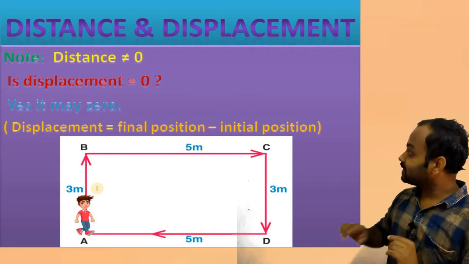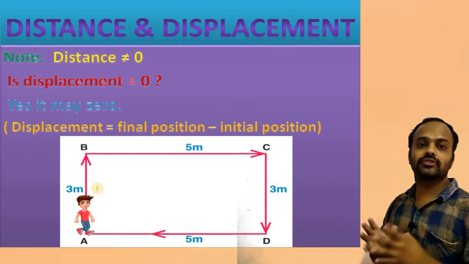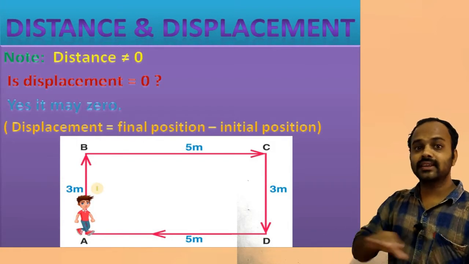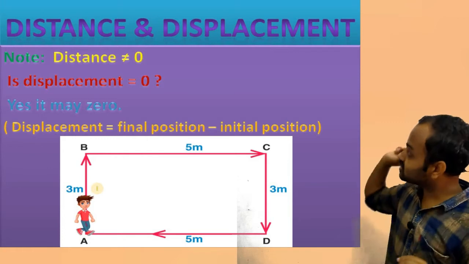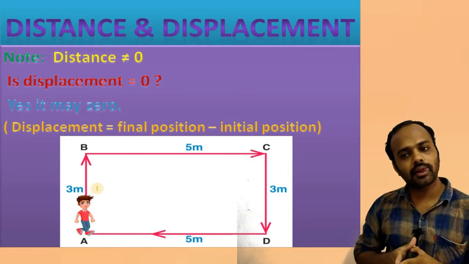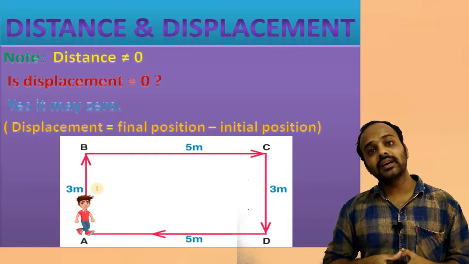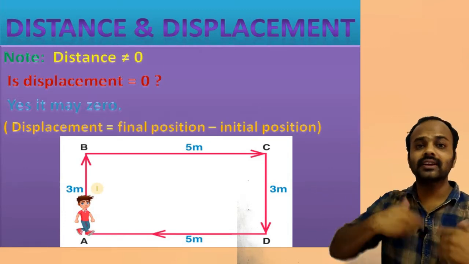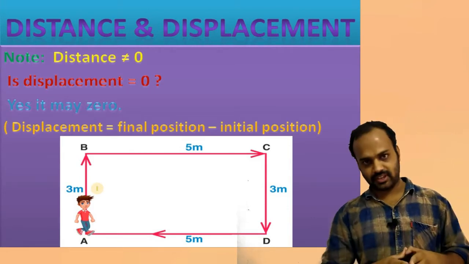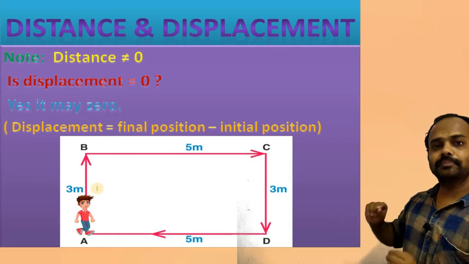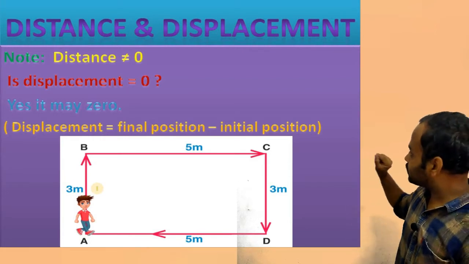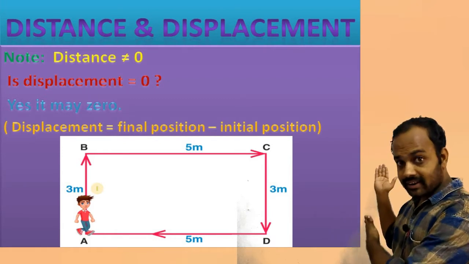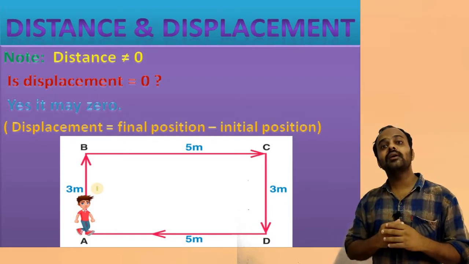Okay students, is distance zero or displacement zero? Distance should not equal 0. That means distance never becomes 0. Does displacement become 0? Yes, it may become 0. Then what is the condition that displacement is 0? That we will see. Displacement is equal to final position minus initial position.